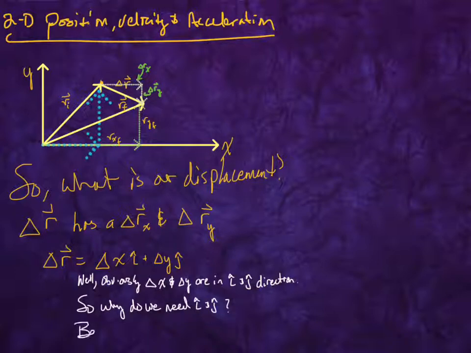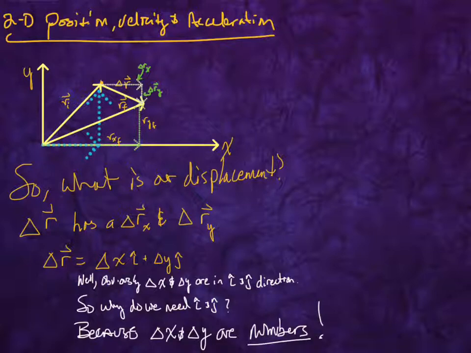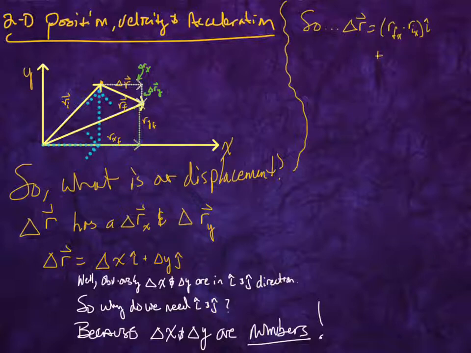So why do we do i and j? Because those are values. They're actual numbers. So what is delta R going to equal? Well, it's going to equal the differences in the individual components. So it's going to equal R final x minus R initial x.